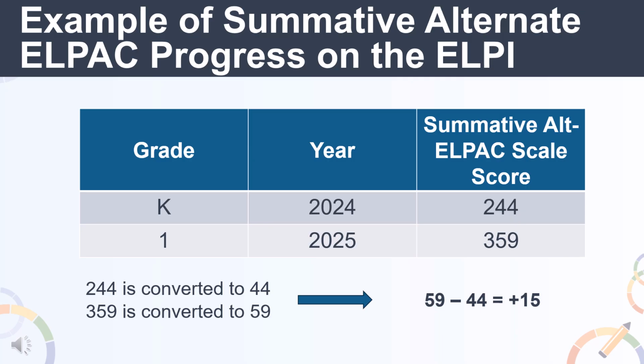Let's look at an example of summative alternate LPAC progress on the LP. In 2024, an EL student taking the summative alternate LPAC had a scale score of 244 in kindergarten. In 2025, this EL student had a scale score of 359 in grade 1. The scale score of 244 in 2024 gets converted to 44, and the scale score of 359 in 2025 gets converted to 59. The difference was calculated between 59 and 44, a scale score change of 15 plus.